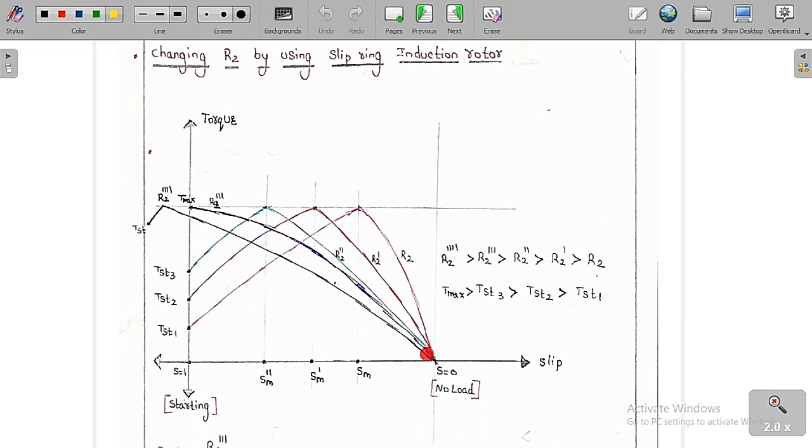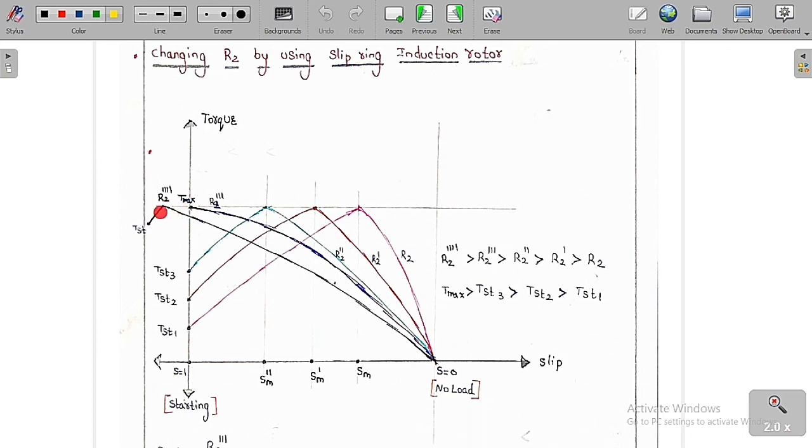Similarly, again you increase the R2. Again you will go like this. Again you increase it, again you are going to get like this. So we can say this is the starting torque 1, starting torque 2, starting torque 3. TS1 is the starting torque at the rotor resistance R2 and TS2 is the starting torque at R2 dash, and TS3 is the starting torque at the rotor resistance R2 double dash. And now we can say the starting torque itself is equal to maximum torque at R2 triple dash. So we can say clearly that this is the maximum starting torque that we can produce.